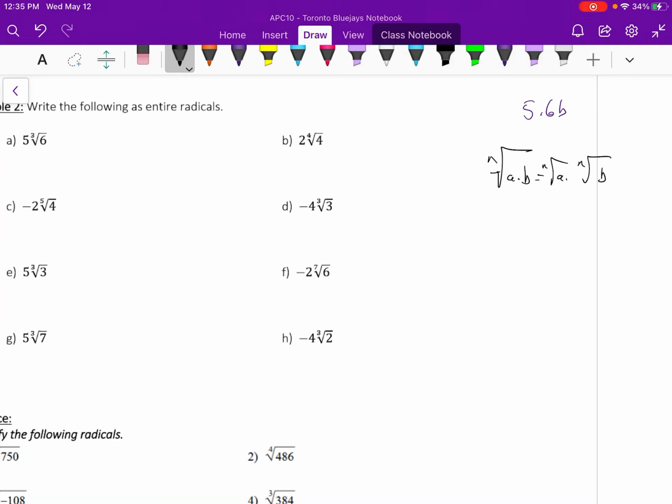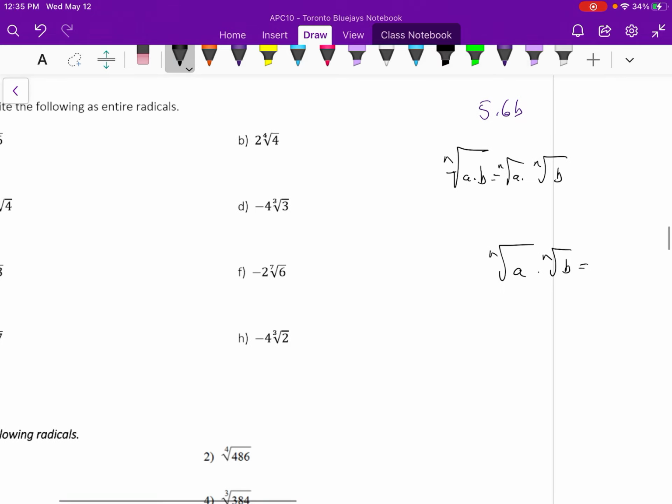But instead, what I'm going to do is say the nth root of a times the nth root of b is equal to the nth root of a times b. Now, to use the language of radicals, we're going to make the indexes the same. And when the indexes are the same for the product of two radicals, then it's simply the nth root of the product of the radicands.